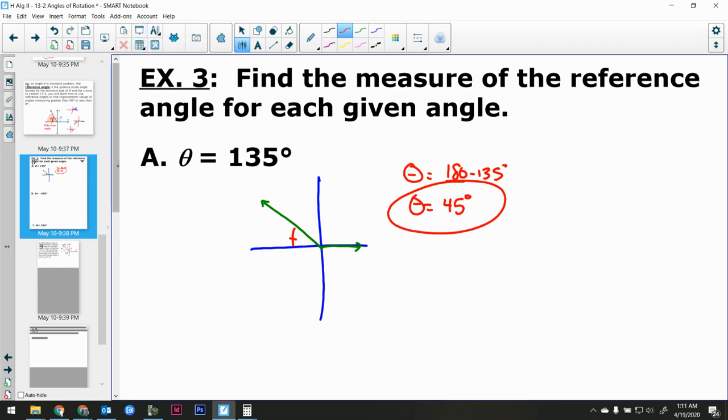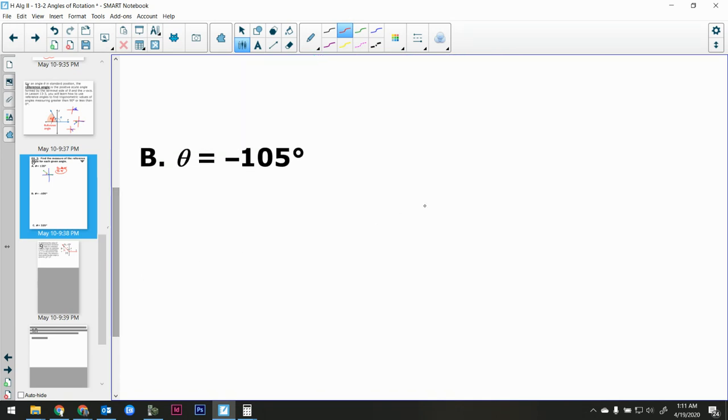Okay, let's do another one. Negative 105 degrees. All right, let's draw out what negative 105 degrees is. Here's my terminal side. Here's negative 90. Negative 105 is right here. Since it lands in the third quadrant, my reference angle is here.